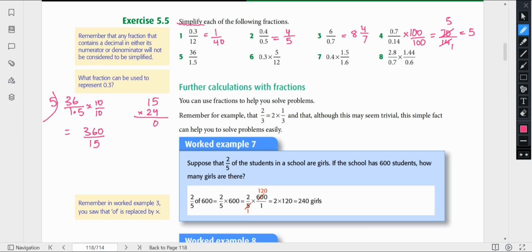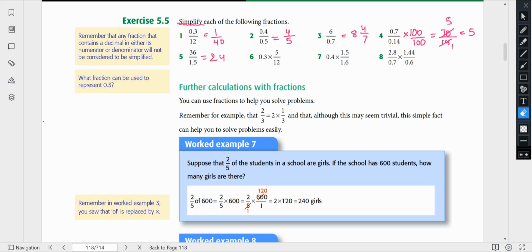5 4s are 20. 4 1s are 4. 4 plus 2 is 6. 5 2s are 10. 2 1s are 2 plus 3. Voila, it's 360. 15 1s are 15. 15 2s are 30. 360. So 24 is the answer for question number 5.